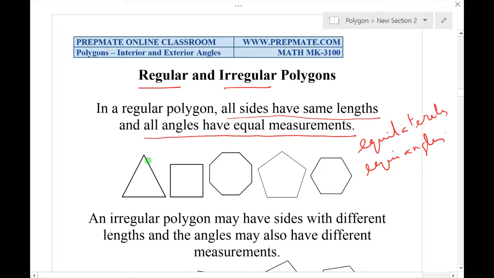So for example, a regular 3-sided polygon, as we know, is an equilateral triangle. A regular 4-sided polygon is obviously a square, all of us know. And a regular 5-sided polygon is a regular pentagon, and so on.